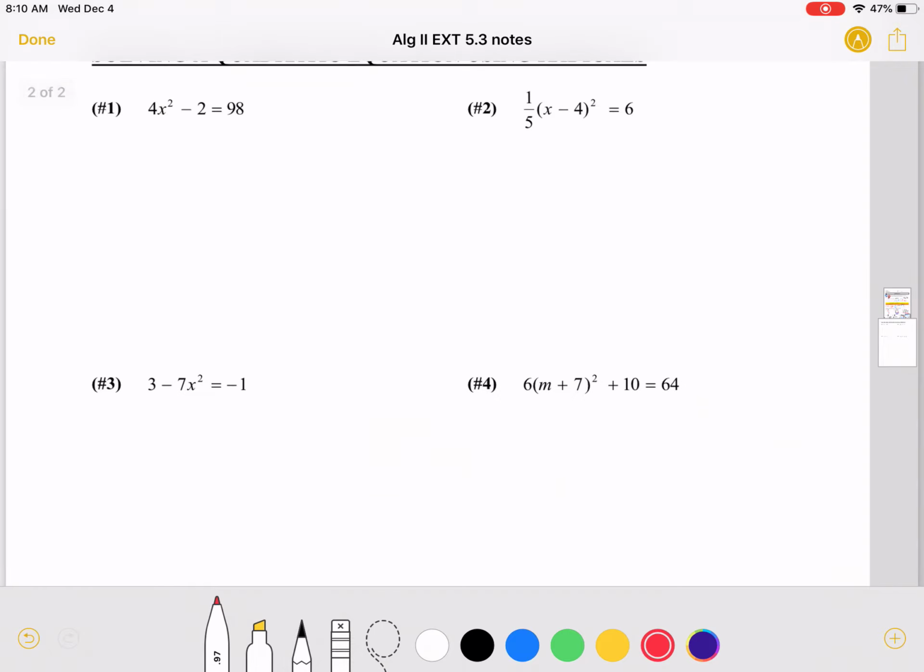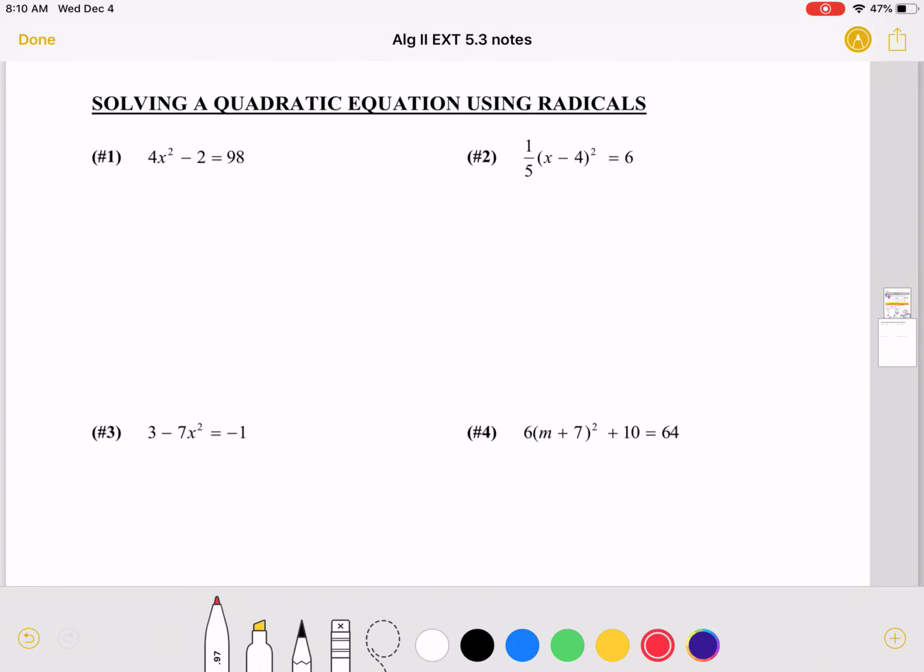Okay, just a few more here. Okay, next up we have solving quadratic equations using radicals. So, in other words, what we're going to do now is get x alone. Get x alone. Now, I know in the beginning I said that we don't need plus minus. That's when we're doing radical equations. When we are solving, we need a plus minus.